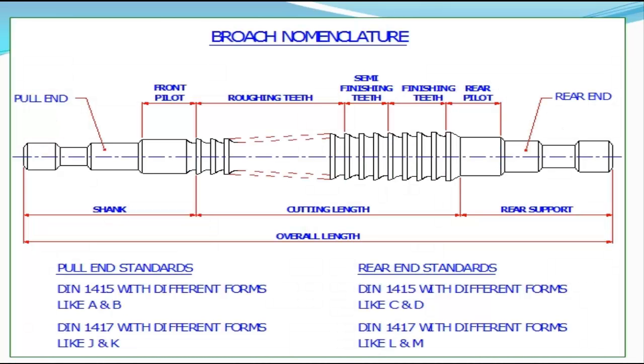The broach nomenclature. The diagram shows a broach nomenclature, which is the specific design of a broach tool. In the diagram, we can see the pull end, the rear end, the front pilot, the roughing teeth, the semi-finishing teeth, finishing teeth, and the rear pilot. The cutting length of a broach tool is the main live area of a broach tool. It is used for removing material. The cutting length comprises the roughing teeth, the semi-finishing teeth, the finishing teeth, while the rear pilot, pull end and the rear end are just for fixing and for pulling purposes.